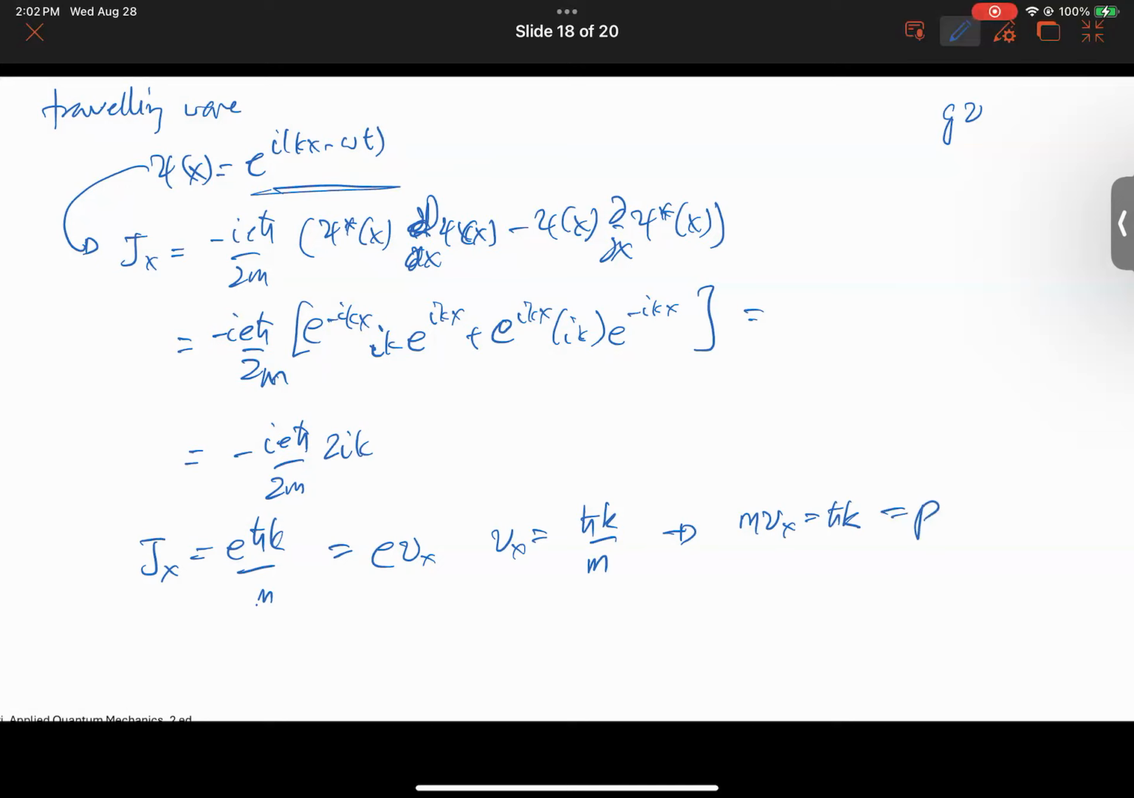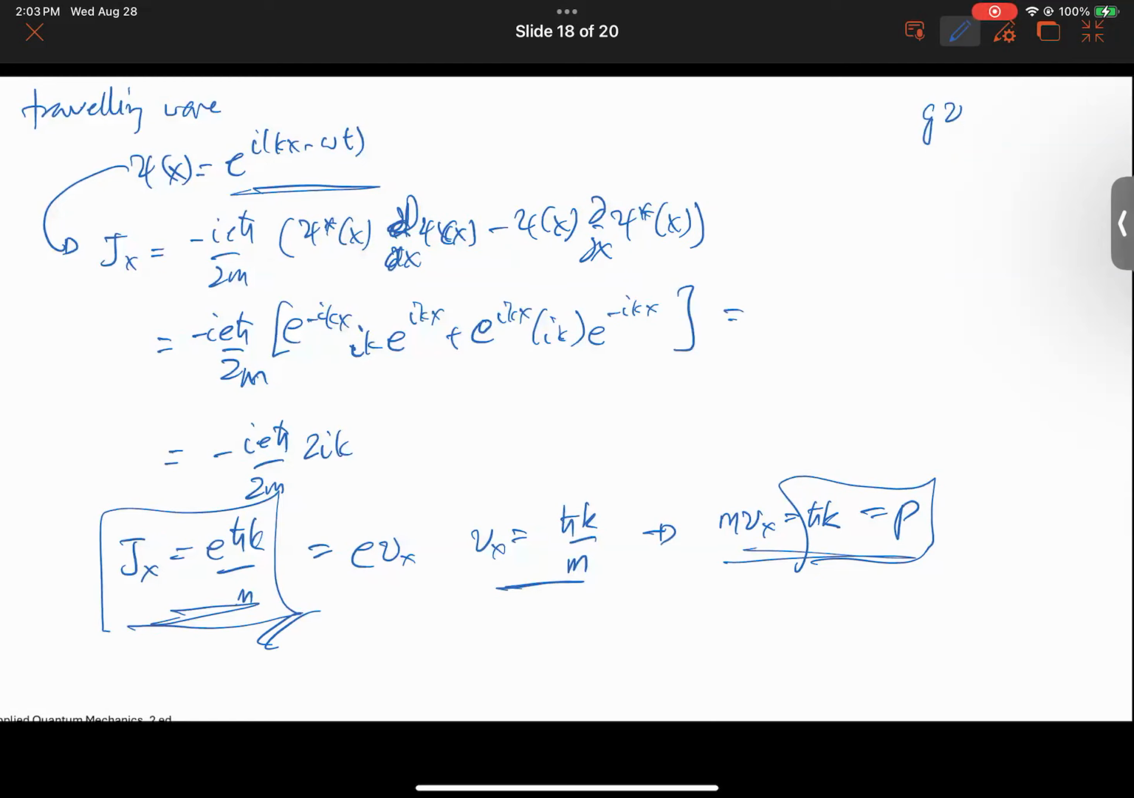Okay, so our results are consistent with each other, right? We still get the original equation for momentum for a traveling wave. And we now have this expression for the current density for a traveling wave. Okay, so there's one more thing that we should discuss before we end this meeting.